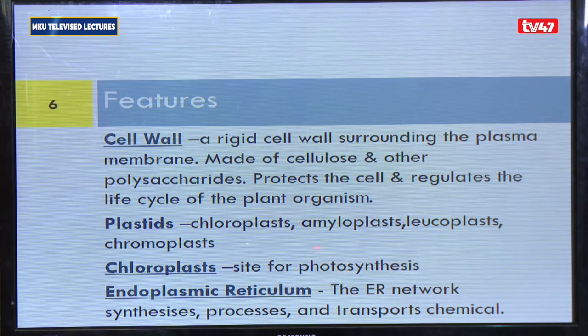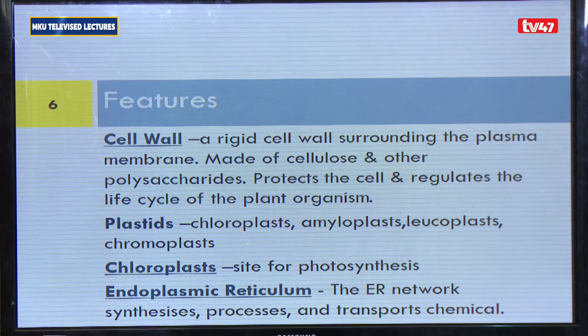Plastids are basically found in the cytoplasm. There are a number of different types of plastids, but the key ones are the chloroplasts, the amyloplasts, the leucoplasts. Then in addition, we also have the chromoplasts. The chloroplasts generally are the plastids that are commonly referred to because these are the ones that tend to contain the pigment we call chlorophyll, and therefore they tend to act as the site for photosynthesis.